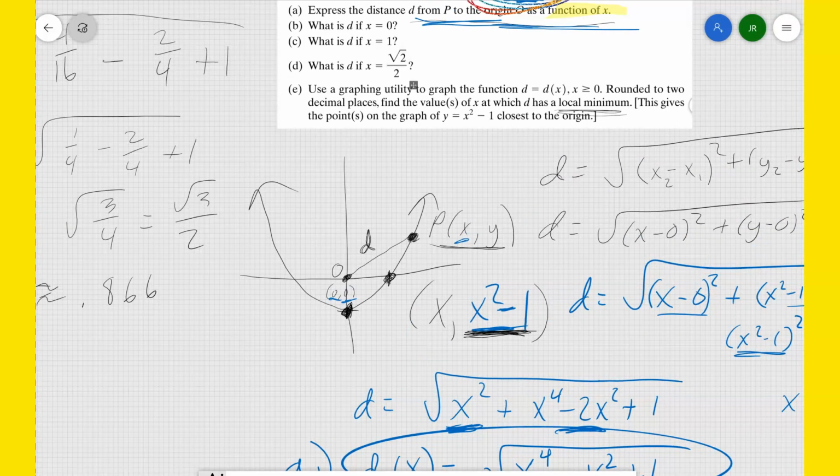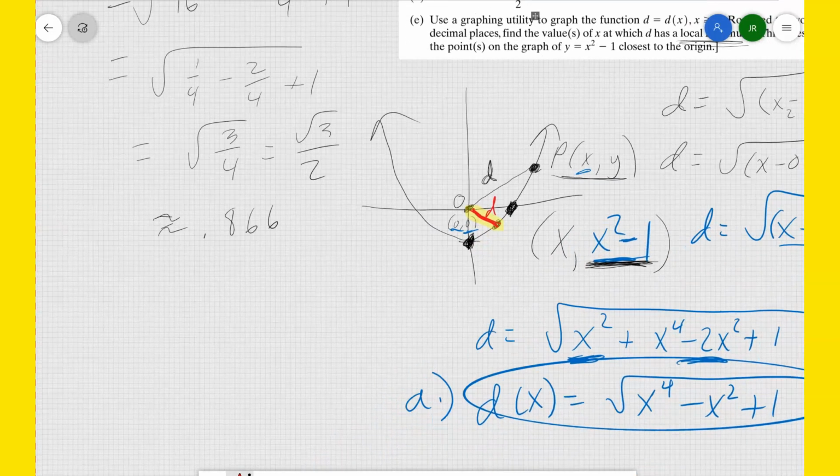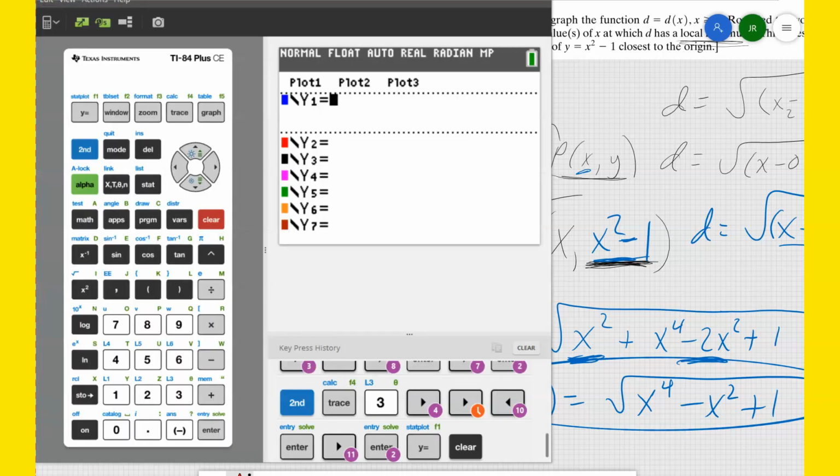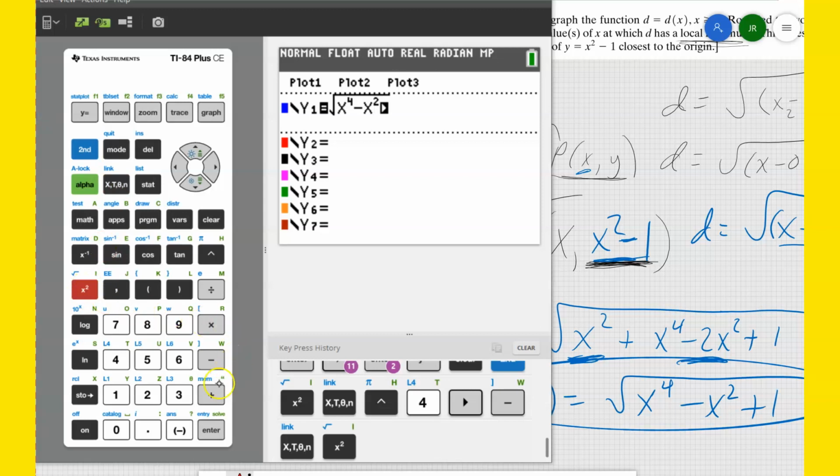So now I kind of know where the minimum distance is going to be. If this is 1 away and this is 1 away, and the square root of 2 over 2 is somewhere in here, and that was 0.866 away, then somewhere right in here is going to be the minimum distance. That's going to minimize the distance. Now, I don't know exactly where that is, and that's where the calculator is going to come in handy. So I'm typing my function into my calculator now. The square root of x to the 4th minus x squared plus 1.